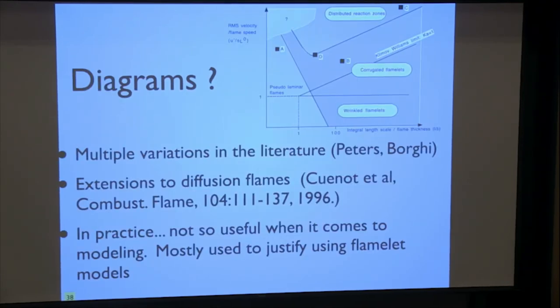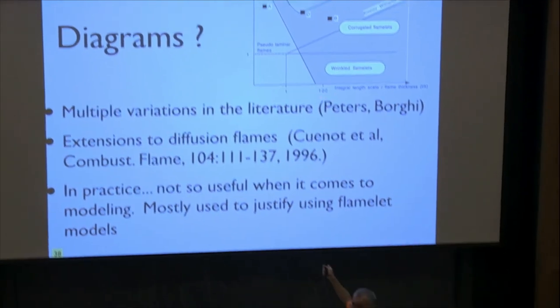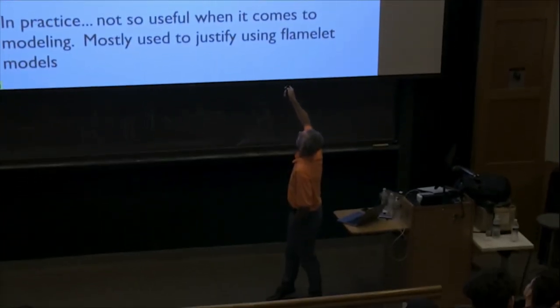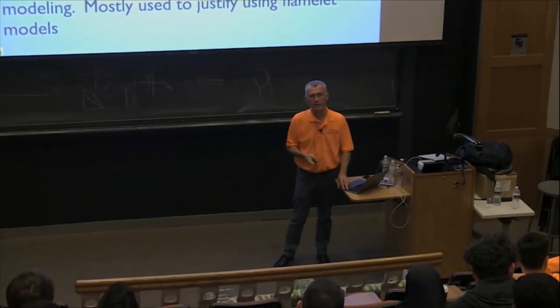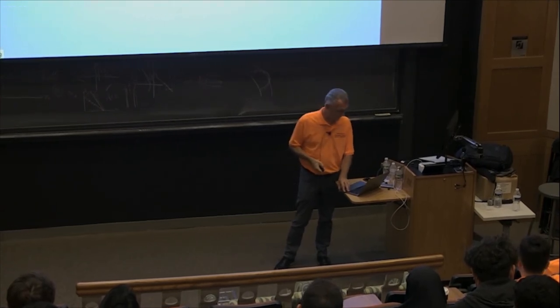There are many diagrams in the literature, but if you want to do a computation, they don't help you really, okay? If you read all the papers in combustion and flame, you will see a diagram saying, I'm here, okay, and so what? Well, in practice, it doesn't help you much, except to say that maybe you are right to use a flamelet model, but when you are above that, here, for example, you don't really know which models you should use. But everyone is doing that. If you write a paper, you will need to do that.